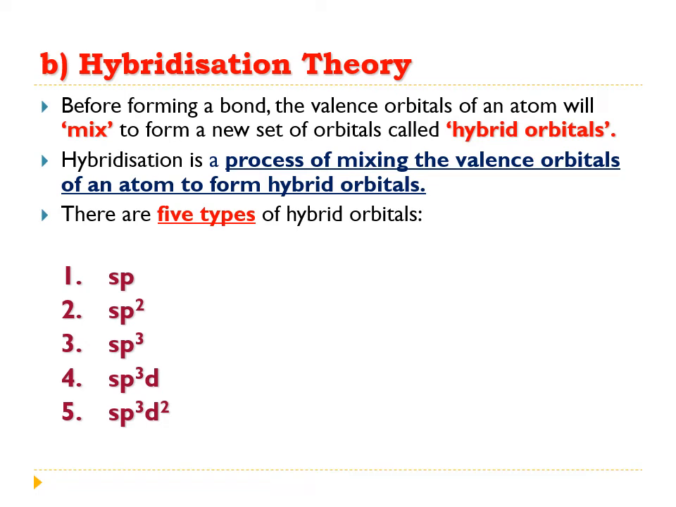Apart from valence bond theory, we need to know what is hybridization theory. Hybridization is a process of mixing the valence orbitals of an atom to form hybrid orbitals. So we need to be able to mix a set of valence orbitals to form new orbitals called hybrid orbitals. There are 5 types of hybrid orbitals: sp, sp2, sp3, sp3d, and sp3d2.